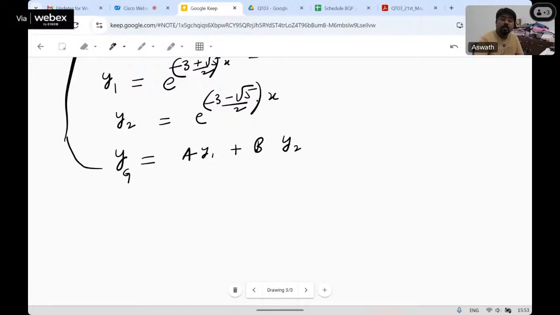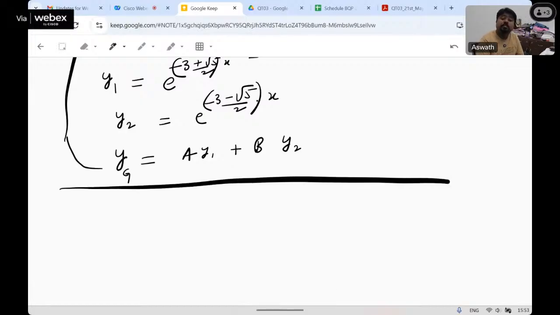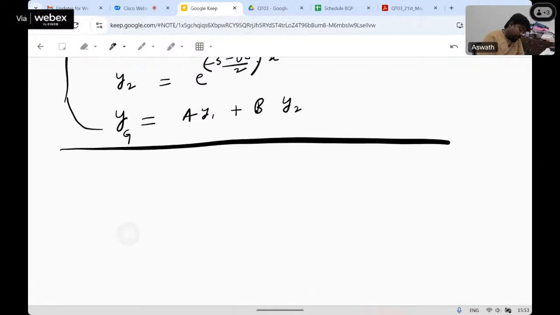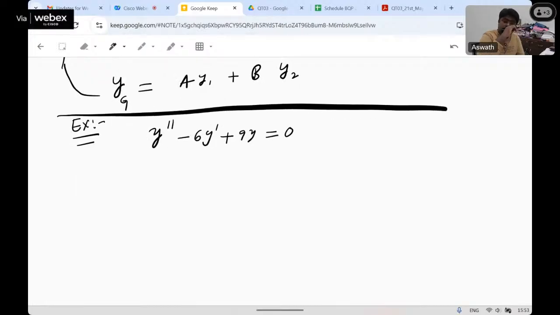Okay, right? Let me take another interesting example. This is a very tricky example: y double prime minus 6y prime plus 9y is equal to 0. Now, it's a second order differential equation. We have to find at least two independent solutions. Let's try to do that. How am I going to do it? I am going to substitute y equal to exponential rx.